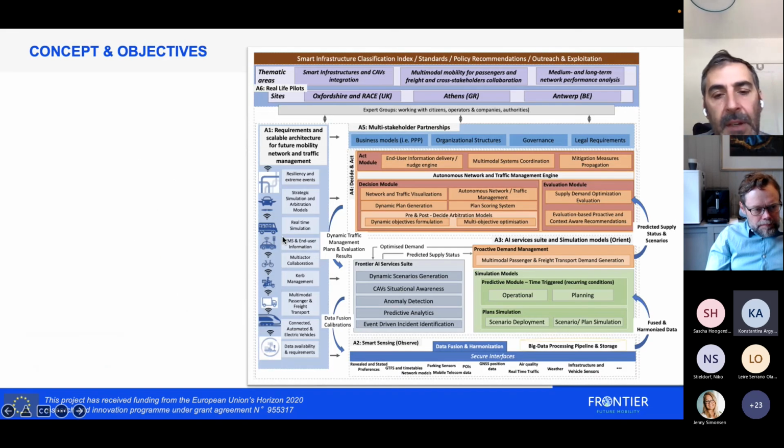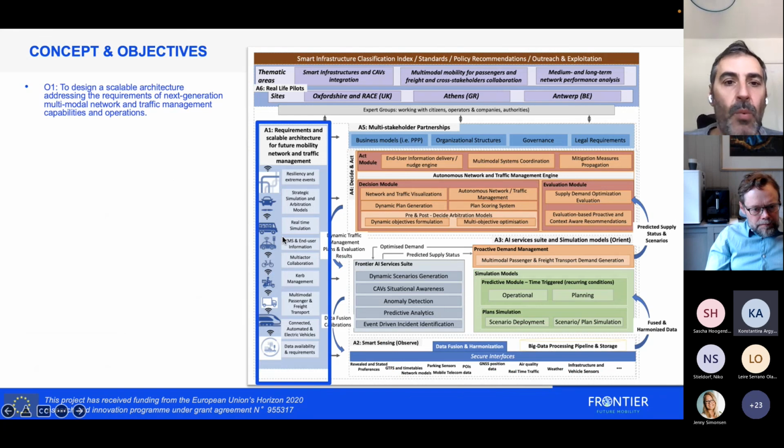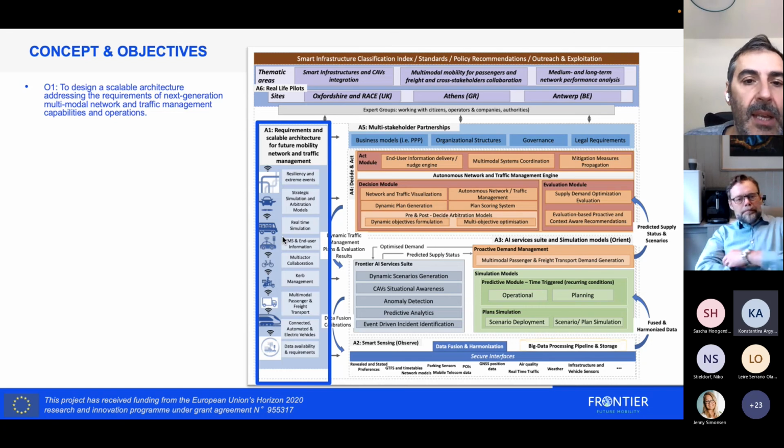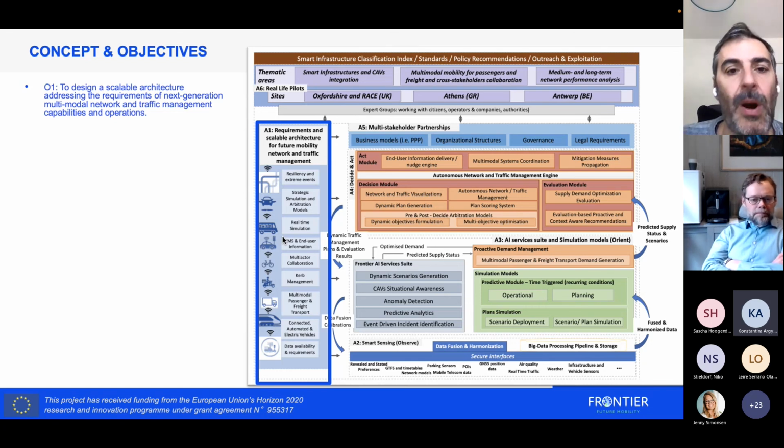In Frontier, we have a concept where we are looking to develop a layered architecture of systems and services to support coordinated network management. So we split the objectives based on this concept and approach. We have an objective related to getting the requirements for network management and designing this scalable architecture.